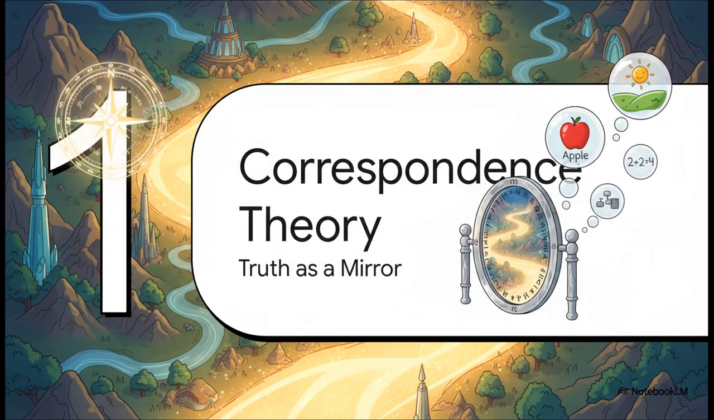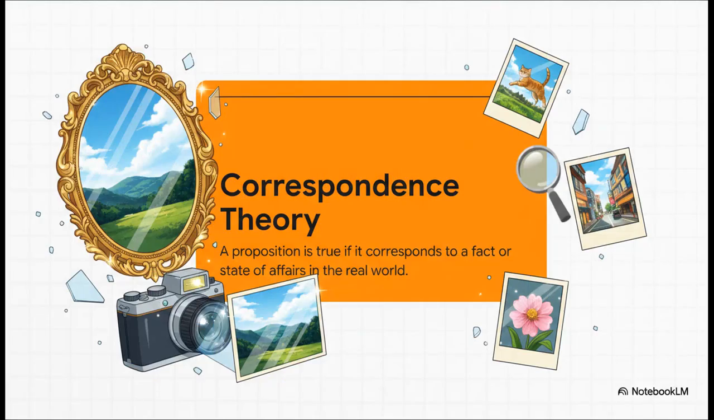All right, first up is the theory that's probably the most intuitive. It's the one most of us use every day without even realizing it. We're calling it truth as a mirror. This is the correspondence theory, and the idea is pretty simple. A statement is true if it corresponds to the real world. Truth is like a perfect mirror, reflecting reality exactly as it is. What you say matches what's out there.